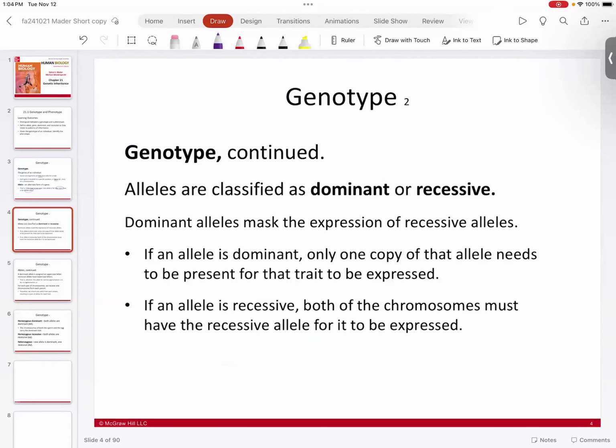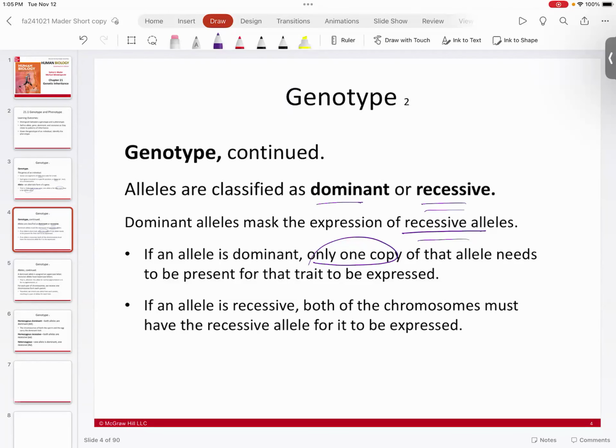Oftentimes, when we take a look at alleles, they can be classified according to their strength. For instance, one allele can be thought of as dominant and the other one as recessive. A dominant is typified by the fact that it can mask the expression of the recessive. So the recessives kind of hide when they're in combination with the dominants. As a result, if you only have one copy of the dominant, you'll be able to see that dominant allele expressing through to the phenotype.